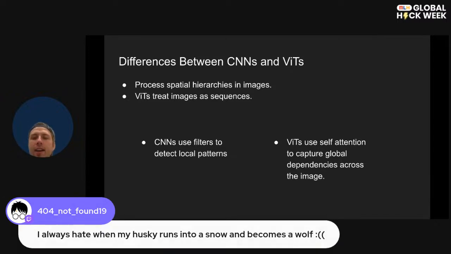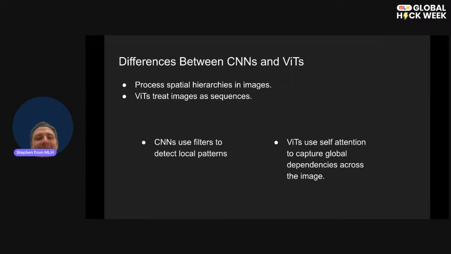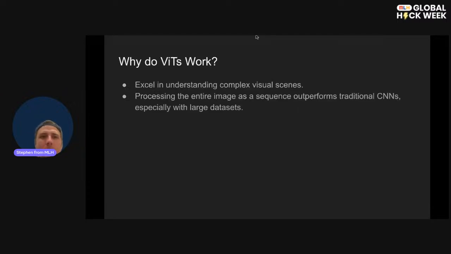Okay. And yeah, I hate this too. I hate when my husky runs into snow and becomes a wolf. But anyway, it just goes to show you always have to double check your work, right, when you're doing machine learning stuff. But why do these work? I'll tell you, they excel in understanding a complex visual scene and can process the entire image. And generally speaking, these ViTs can outperform traditional CNNs. So I think they're one of the best, if not the best, algorithm for image classification.